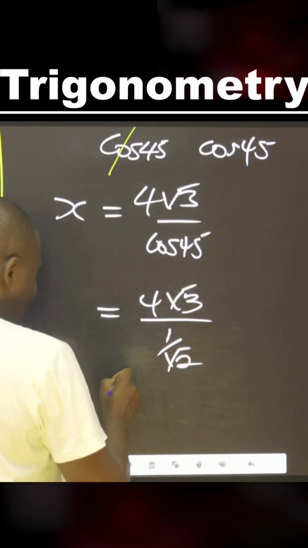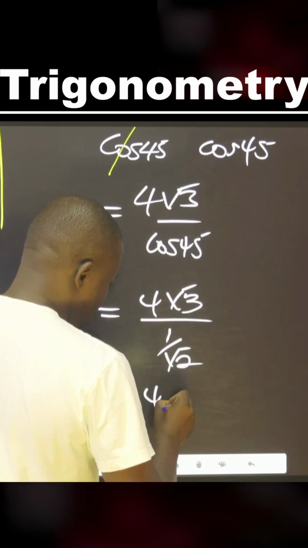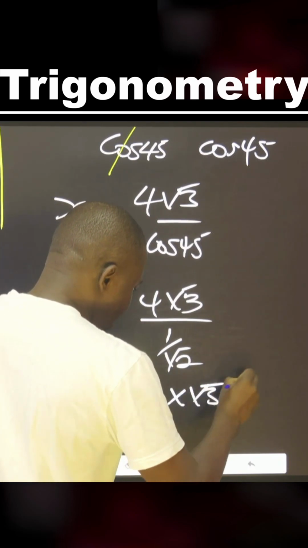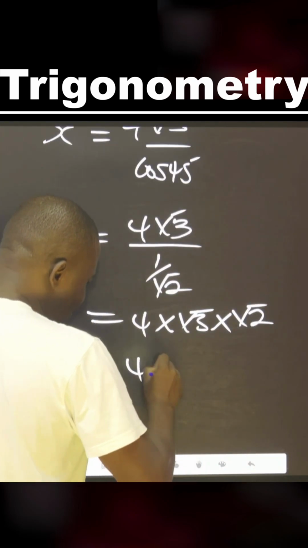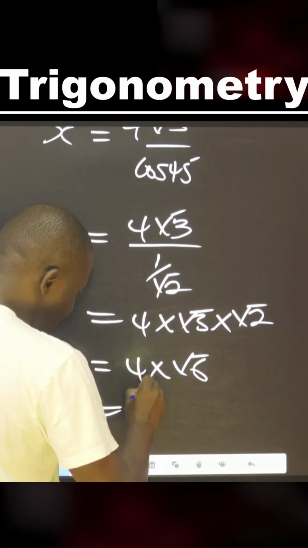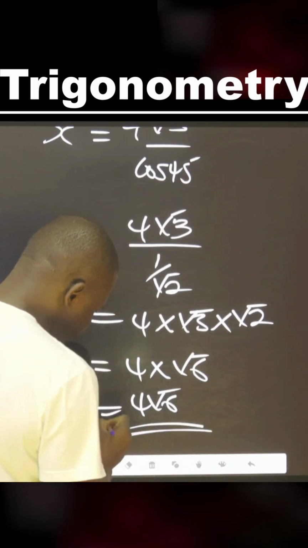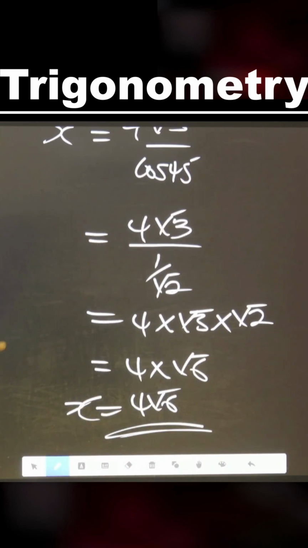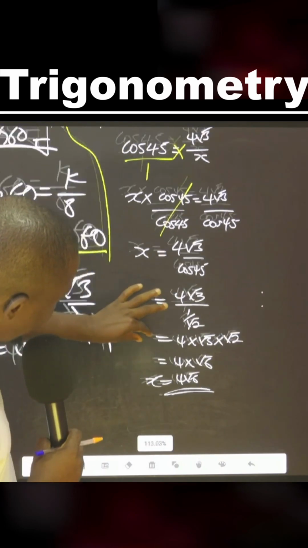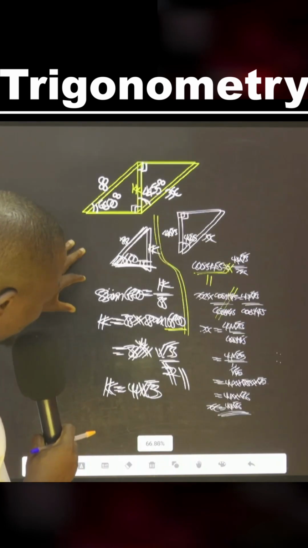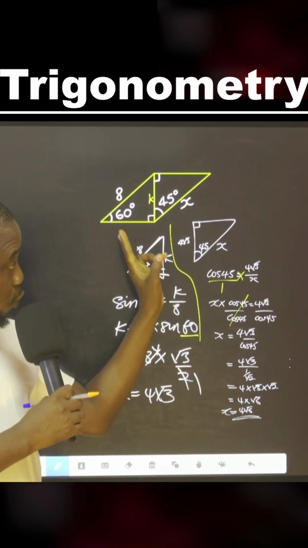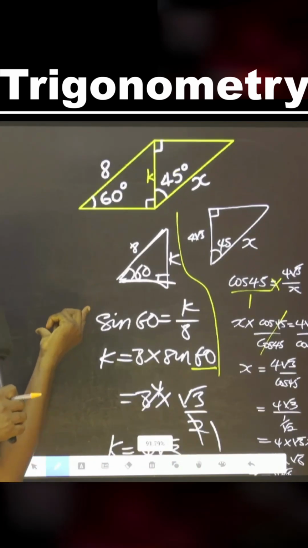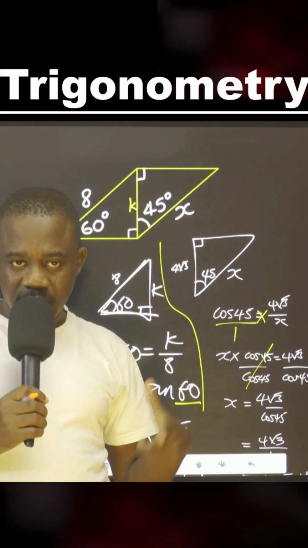So we can flip this now to have 4 times square root of 3 multiplied by square root of 2, which will give us 4 times square root of 6. That is 4 square root of 6. This is the answer. So this is X we are looking for. I believe with this explanation, you will not be confused when you see this type of question. Thank you for viewing.